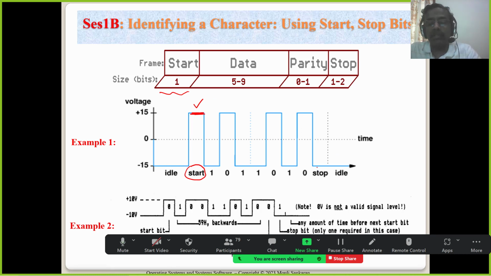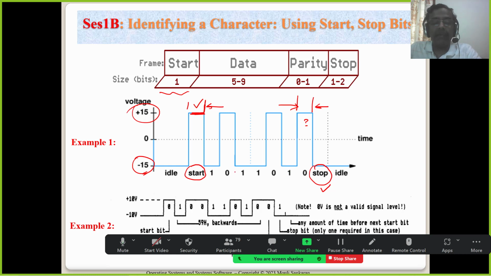Done. Now what about the stop value? Stop bit value is going to be a value of 1 because it is minus 15 volt. This could be minus 15 or plus 12 or 15. Based on the question paper, you can write it. And then this is going to be like this. Now what you have to do is decide from here to here, because parity is going to be here. This is going to be the parity bit.